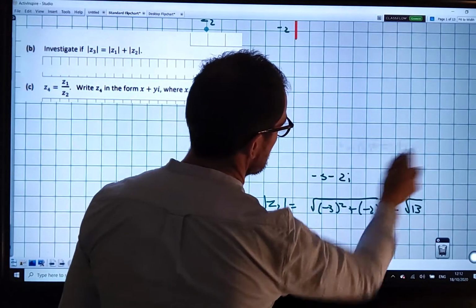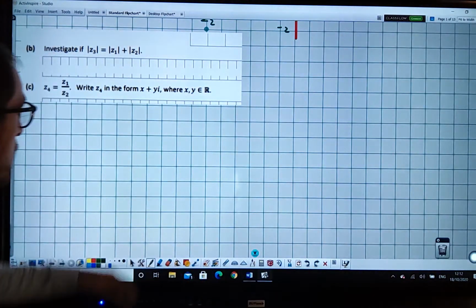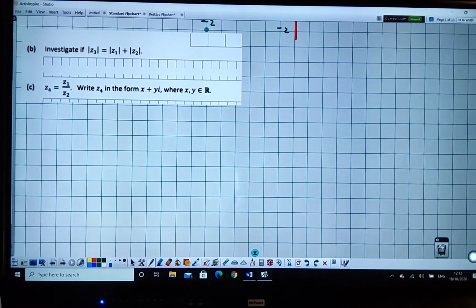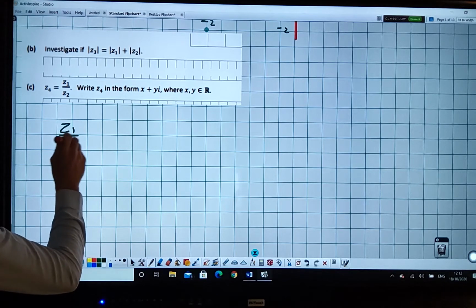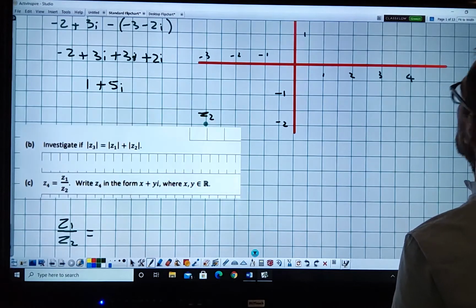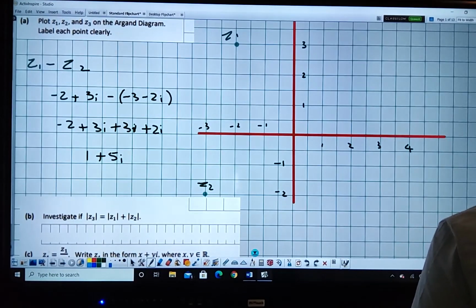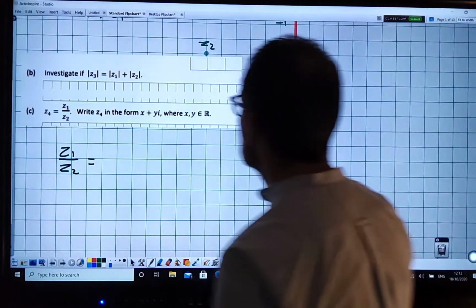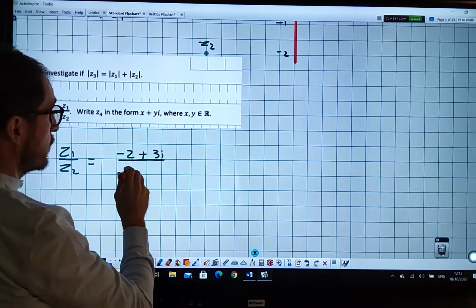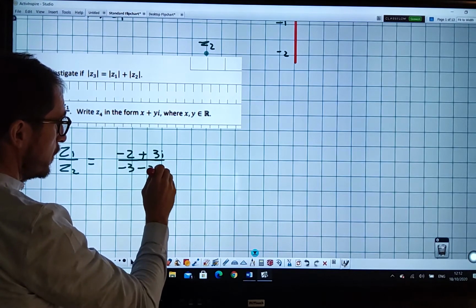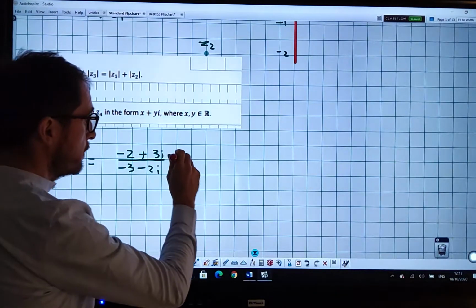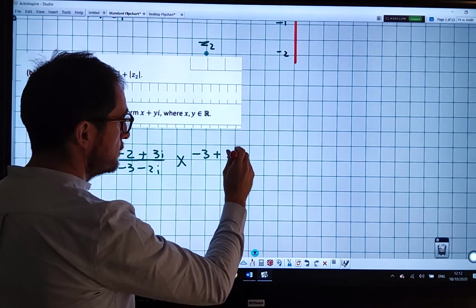So what this question really means, or what it's trying to get you to do, is it's trying to get you to write that in a form, in a normal complex number. So Z1 over Z2. And again, if we look at our question, it's minus 2 plus 3i all over minus 3 minus 2i. So whenever you're asked to write one like that, if it's a fraction, you always multiply by the complex conjugate.